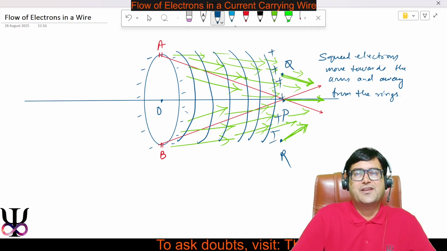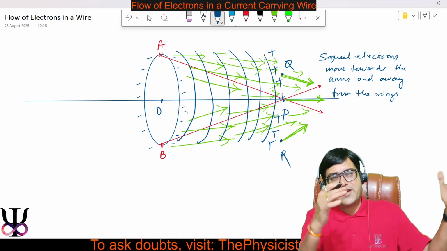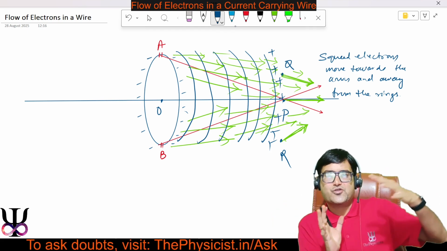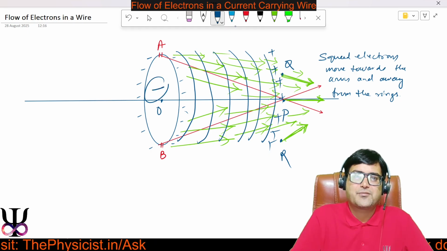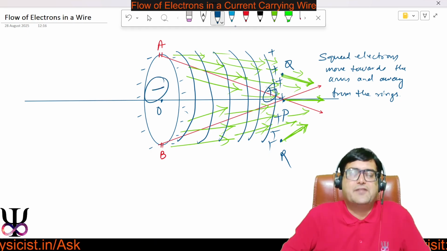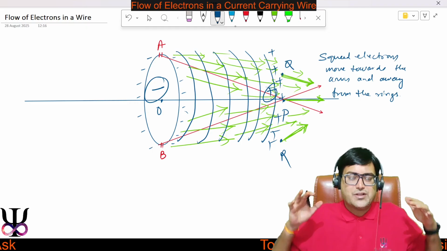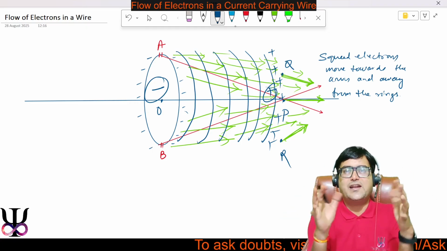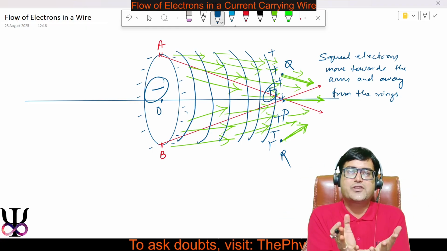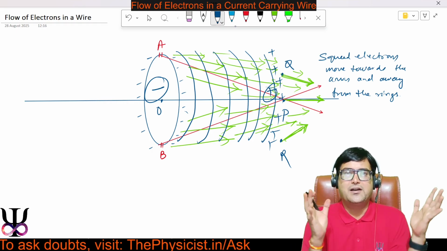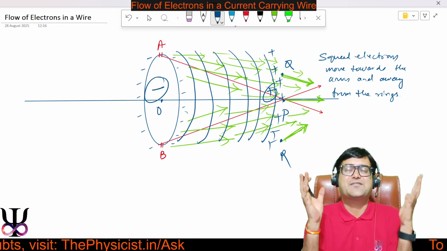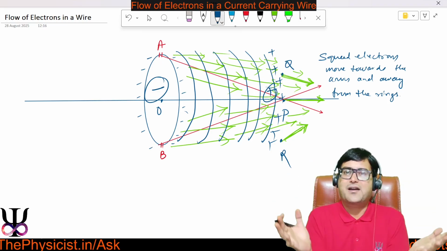The positive ring, what will it do? It will try to attract the electrons. So basically the electrons will be squeezed from the negative end to the positive end, right? From the negative end to the positive end. So basically the free electrons in the entire volume of the cylinder, defined by the cylindrical cross section of the wire, tend to move as part of a current.